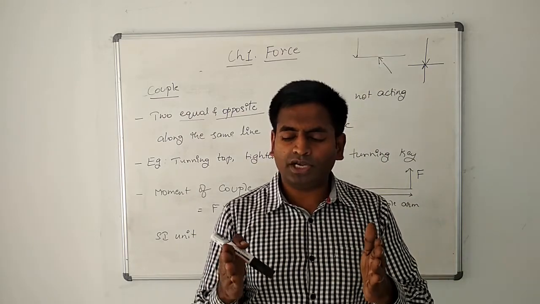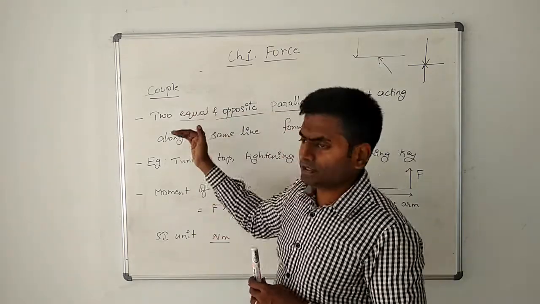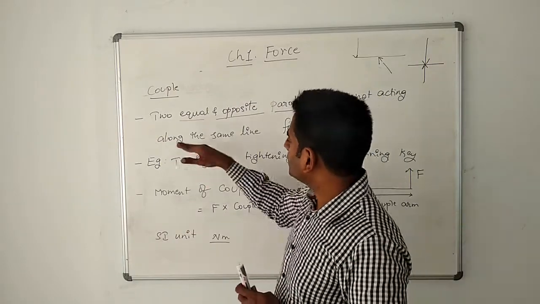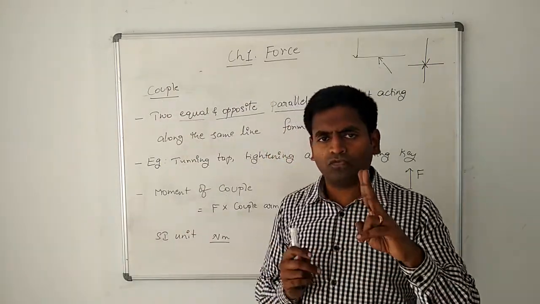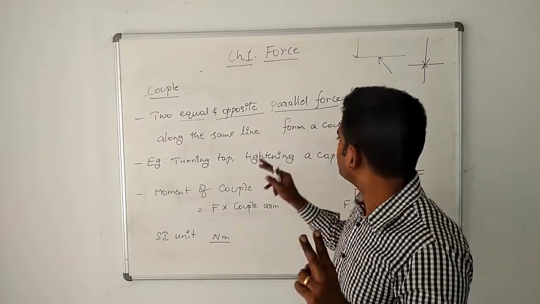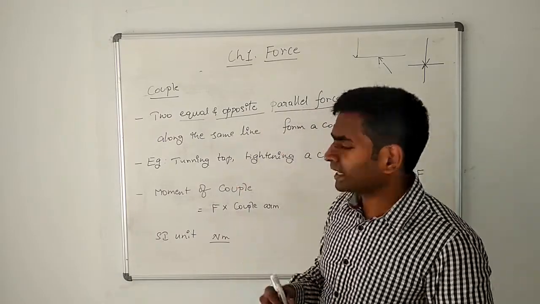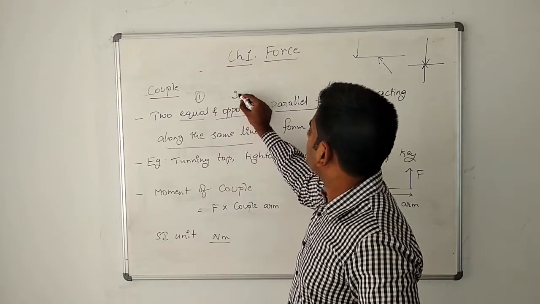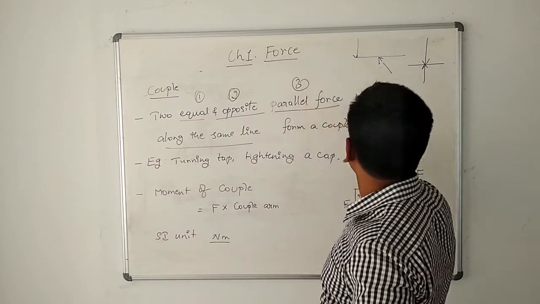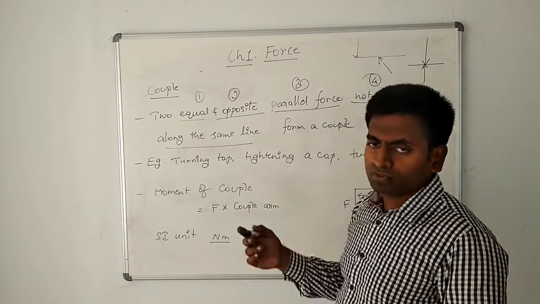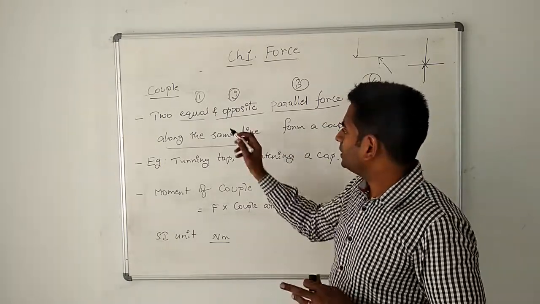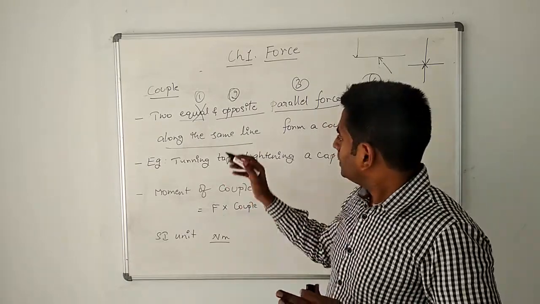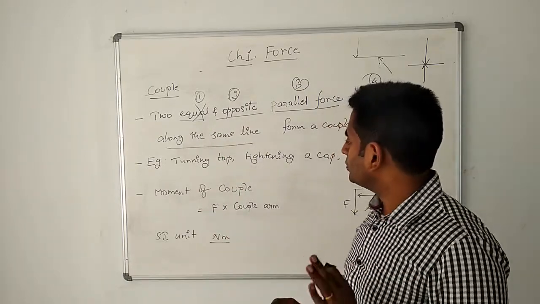So it is very important to know the definition. The definition may not come, but we cannot rule it out. But usually a couple means two forces which are equal, opposite, parallel, but not acting along the same line. There are four: equal, opposite, parallel, and then not acting along the same line. These four terms must be there. If you miss out even a single point, then the definition is going to be wrong.